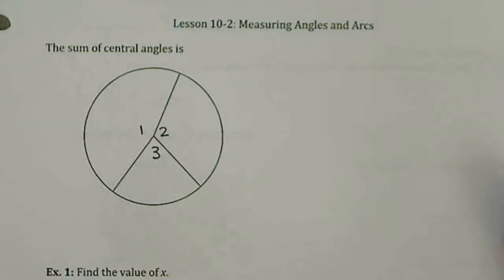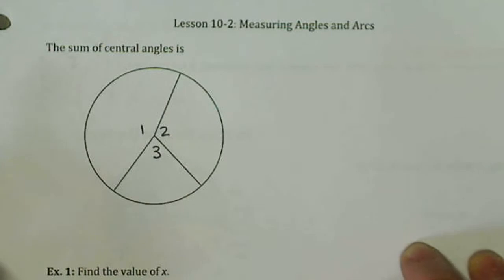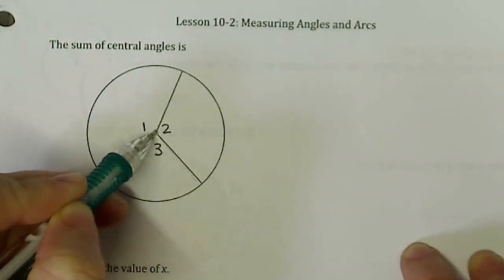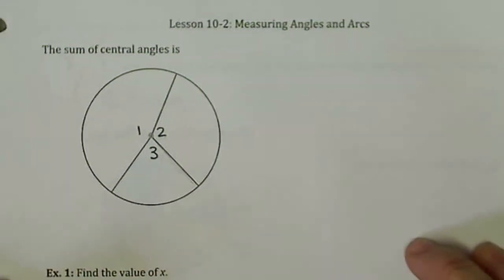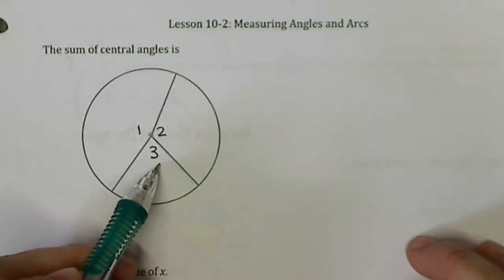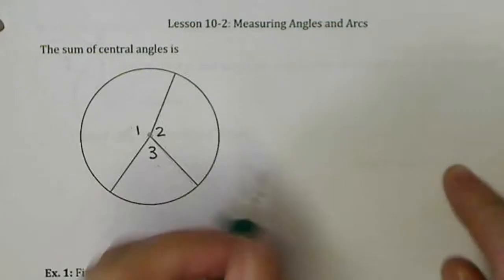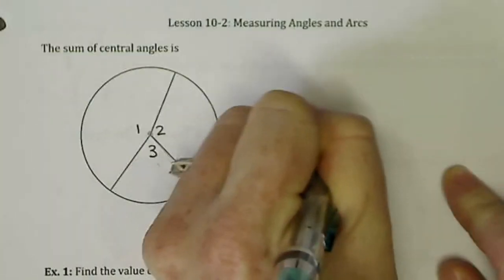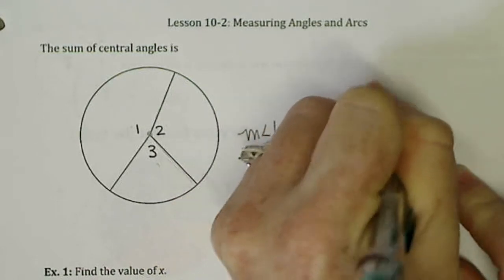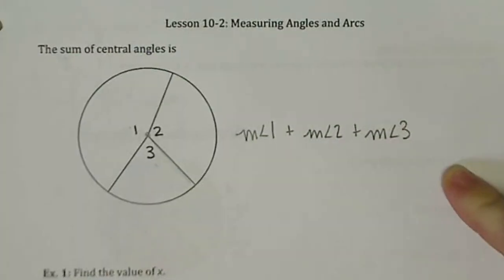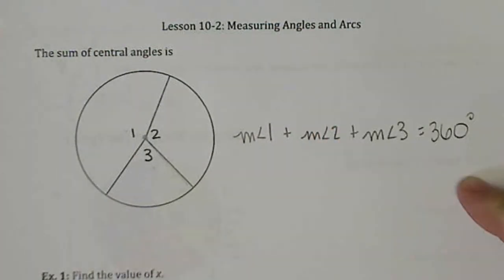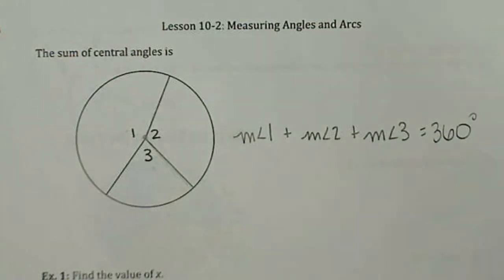First thing we need to remember though, the sum of central angles. Now this is the central angle where the vertex of your angle is at the center. So what do you think all three of these angles are going to add up to? We got the measure of angle 1, measure of angle 2, and the measure of angle 3. Those are all going to add up to 360 degrees. That is our magic number when talking about circles.